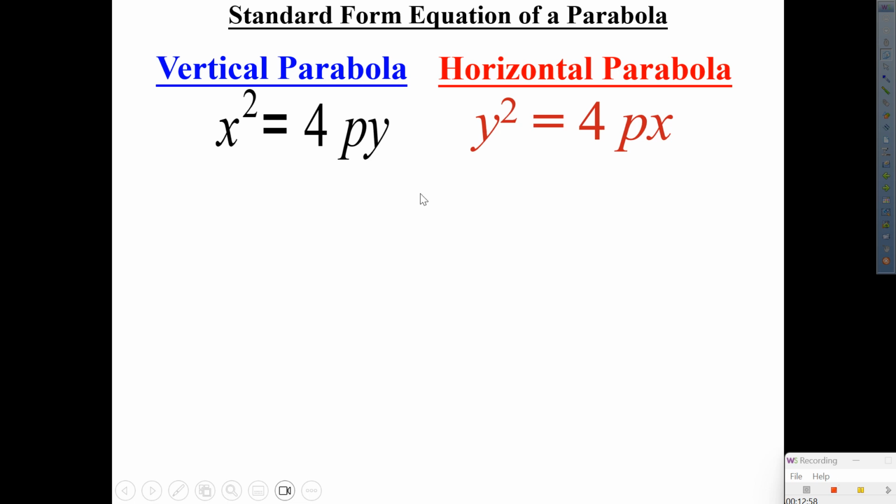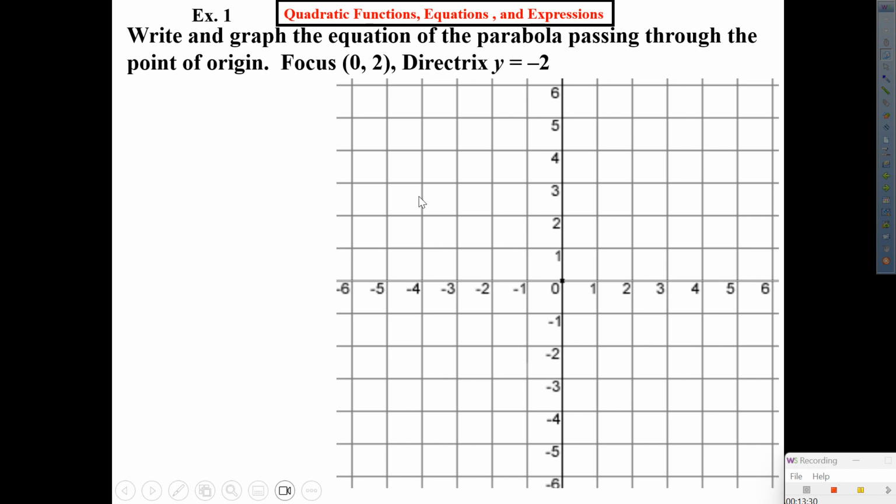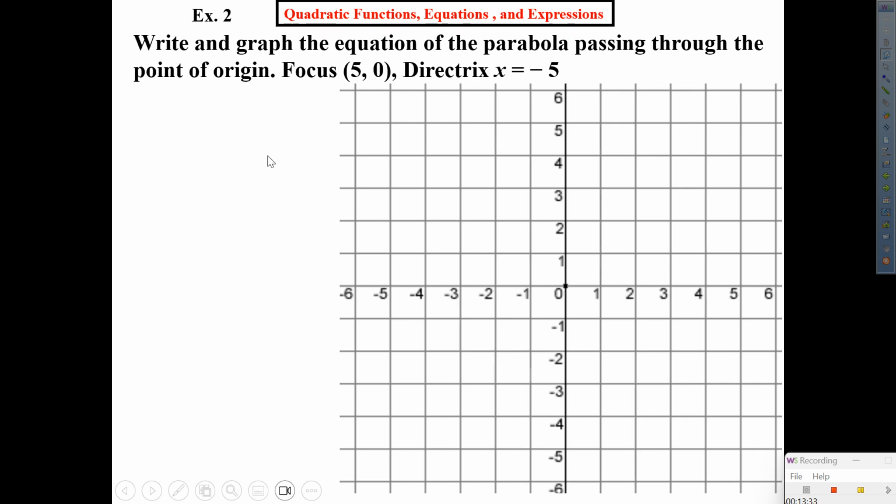Danny, vertex. That is correct. It was at 0, 0, 0, 0, okay? And then we did this one because it goes through the point of origin. We did another one, point of origin, and so on and so forth.